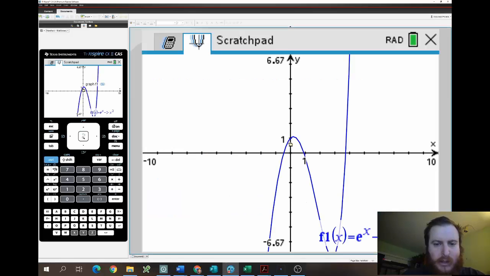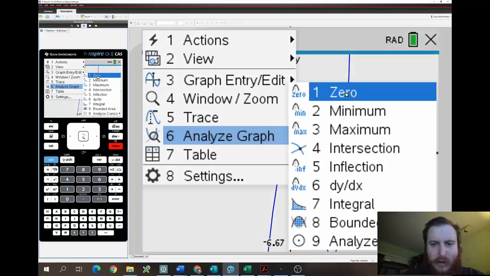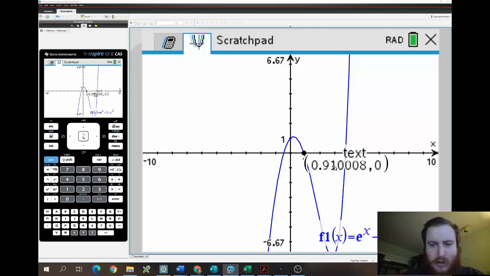So this is decreasing to increasing, that's a min. Increasing to decreasing, that's a max. And decreasing to increasing, that's a min. So this is the 0 I care about. So I'm going to go to Menu, Analyze Graph, 0. Go to the left of it, go to the right of it, 0.9100.